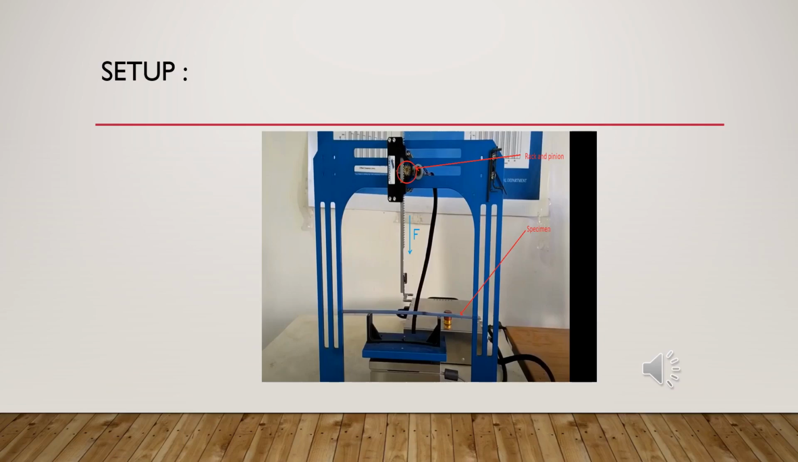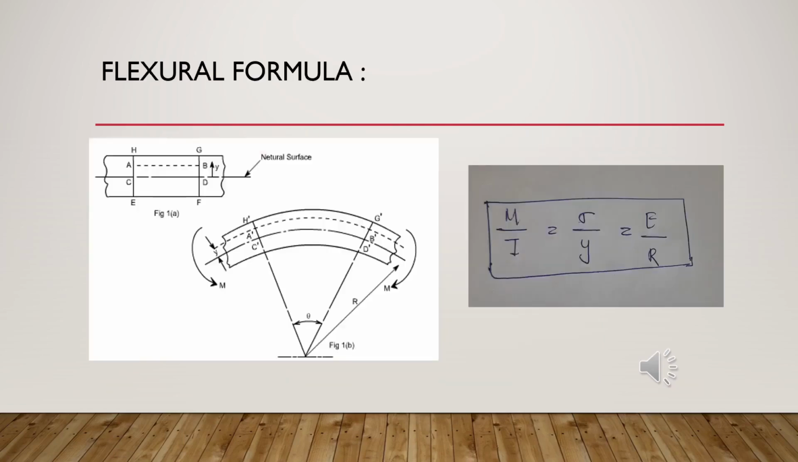In a 3-point bend test, a specimen with rectangular cross-section is used. This specimen is kept on two supports and load is applied at the middle of the specimen. This arrangement is similar to a simply supported beam, which is subjected to a point load at the middle.